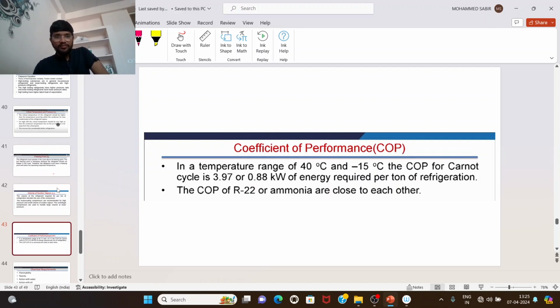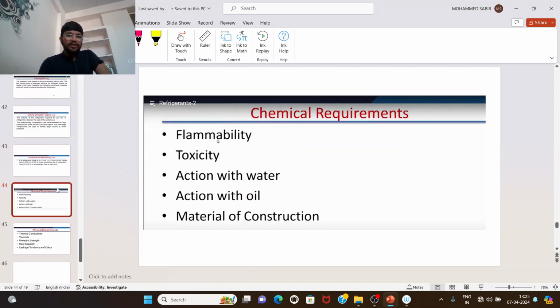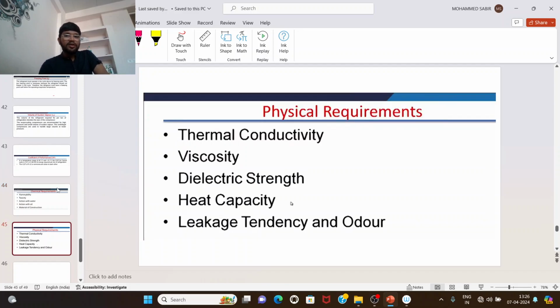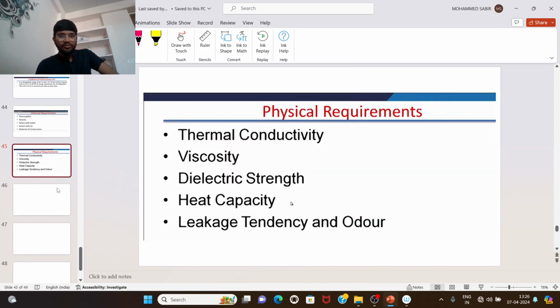According to the COP, we decide which refrigerant we should use. Then chemical requirements: flammability, toxicity, reaction with water, reaction with oil, material of construction. There are a lot of factors we have to look into before selecting a refrigerant for a refrigeration cycle. And then we come to the physical requirements: thermal conductivity, low viscosity, high dielectric resistance, high heat capacity, and leakage tendency. And there are a lot of factors you can look into.